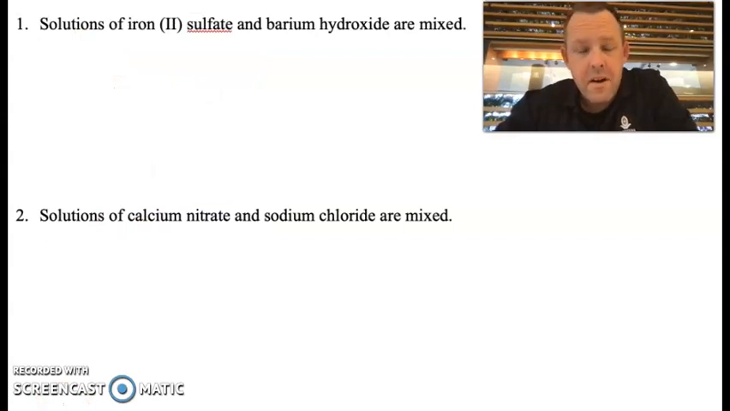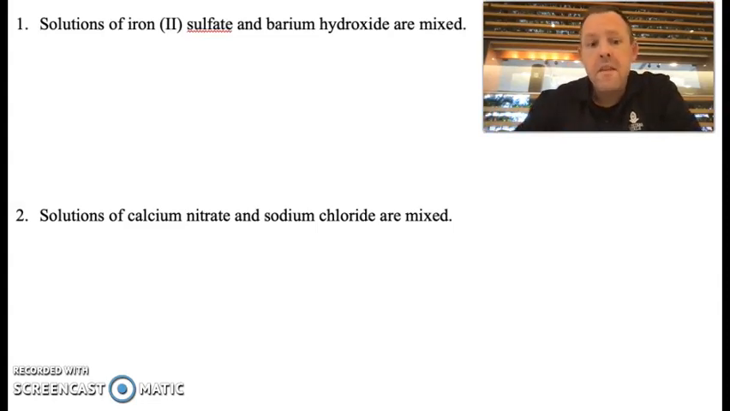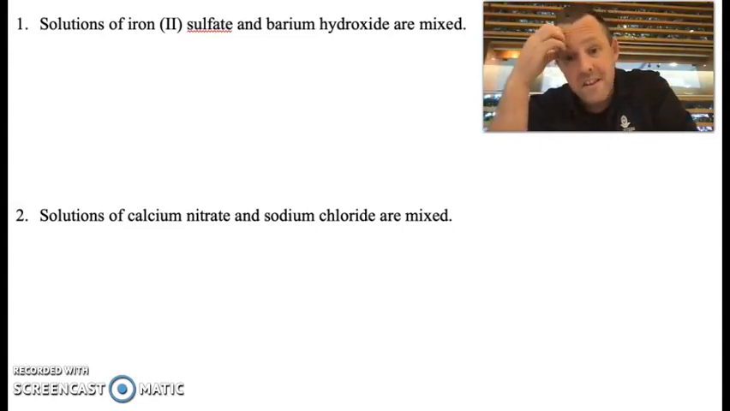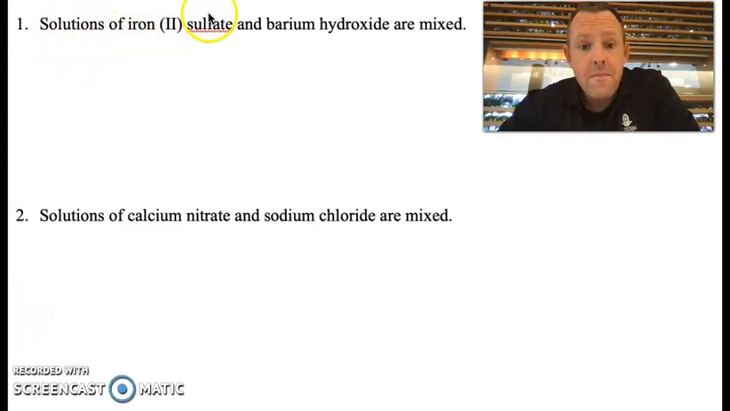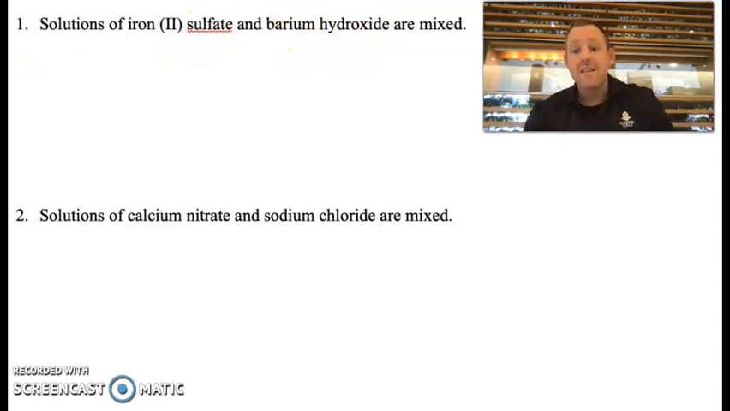So what does this actually look like in practice? Well, let's start off by looking at some worded equations, and then we'll bring our chemical equations into it. Here I've got a couple of problems we'll work through. Solutions of iron sulfate and barium hydroxide are mixed. How do I know that this is a double replacement or a precipitate reaction? Well, I'm looking at the information in the question. It's telling me I've got two solutions, and I know these are ionic substances because iron is a metal, sulfate's a non-metal, barium's a metal, hydroxide's a non-metal. So I know they're ionic substances.